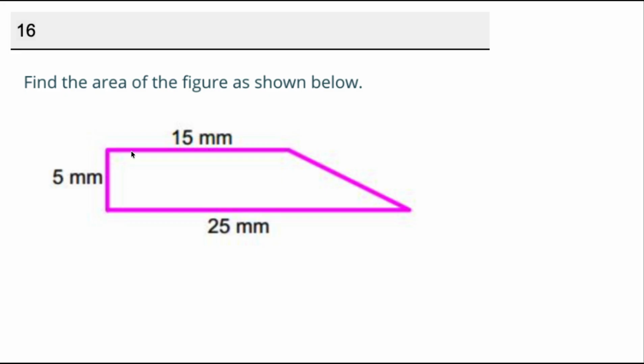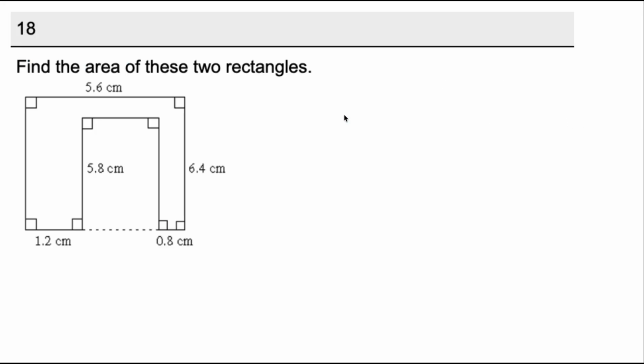Okay, find the area of the figures shown below. This is a trapezoid. So we have base plus base divided by 2 times height. 15 plus 25 divided by 2 is 20. 20 times 5, our height, is 100 millimeters squared.